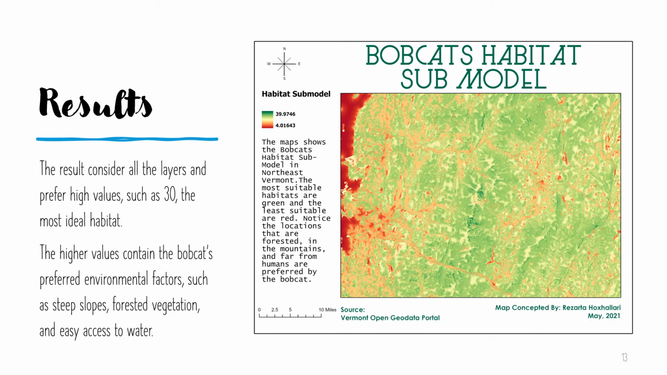Certain criteria are more important than others when talking about suitability analysis. For the bobcat, land use is the most important and therefore will be weighted the heaviest. The submodel of habitats results consider all the layers and prefer high values, which means the most ideal habitat. The higher values for the bobcat are preferred environmental factors such as steep slope, forested vegetation, and easy access to water.